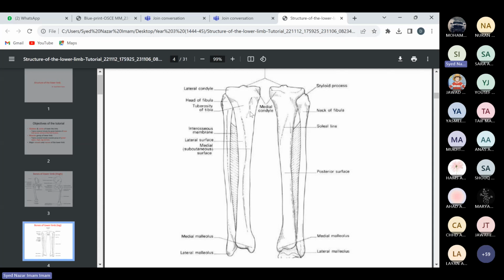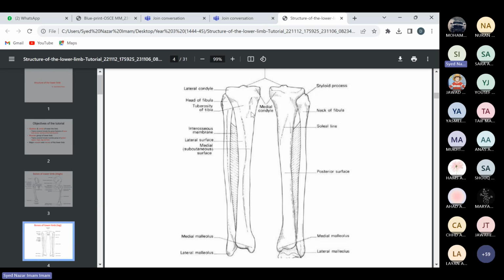Here we have attachment of three muscles. So they'll give you this bone and they'll mark this area. What is this area? It is the upper part of the medial surface of the tibia. This all is subcutaneous except the upper part. So now they'll ask you what muscles are attached on this area, the upper part of the medial surface of the shaft of the tibia.